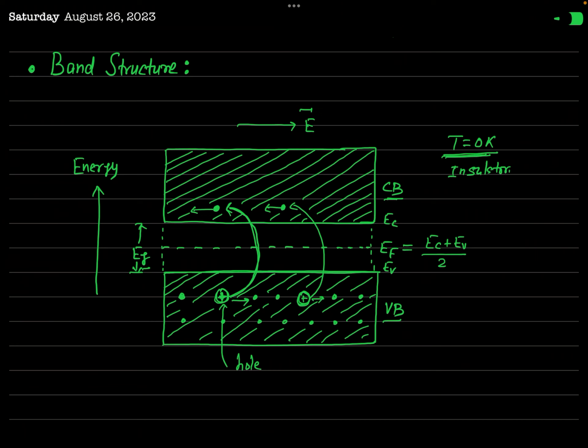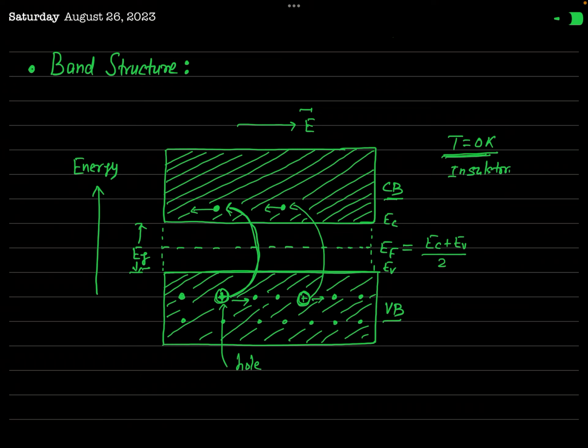But what will happen? First of all, let us see. At this 0 Kelvin temperature, the band gap between these two is Eg. The electron present in this valence band does not have sufficient energy to surpass this Eg. So at 0 Kelvin temperature, the electron from the valence band cannot jump to the conduction band, and so conduction does not take place.